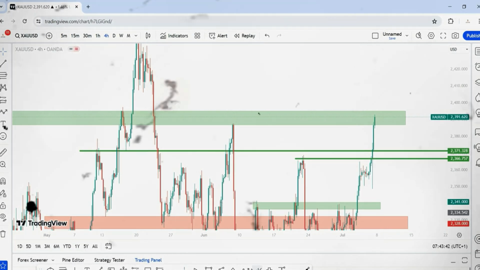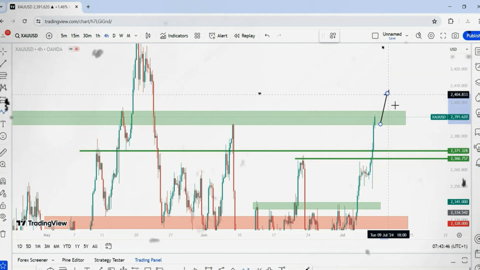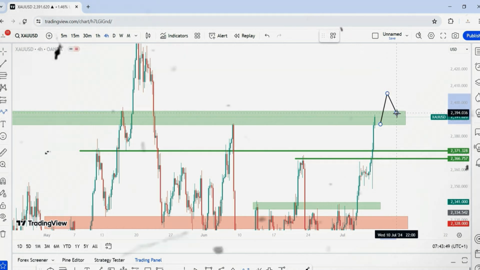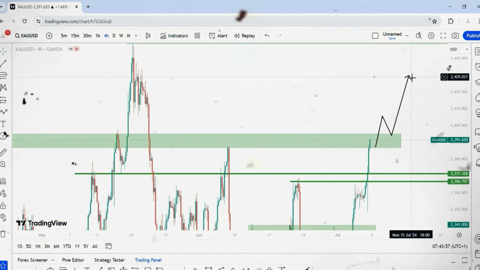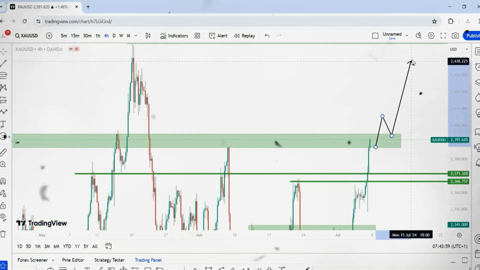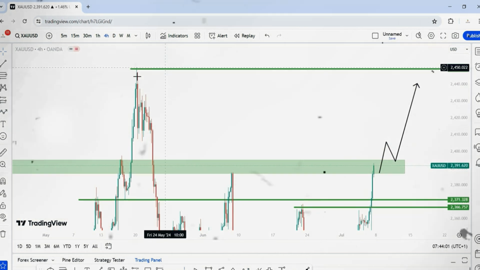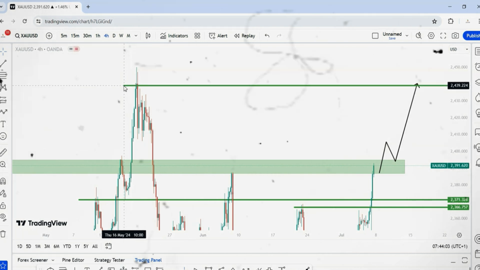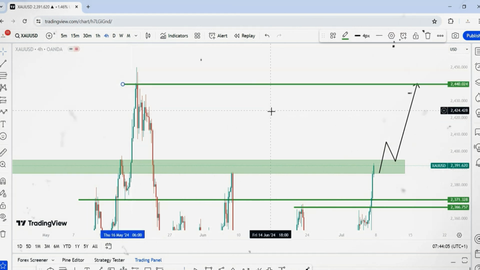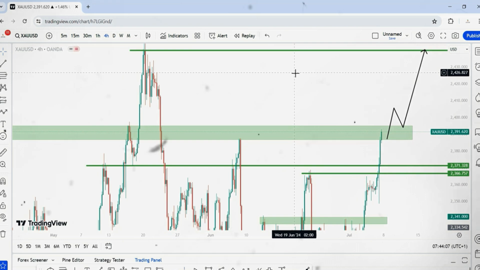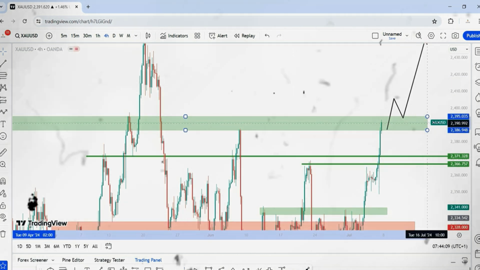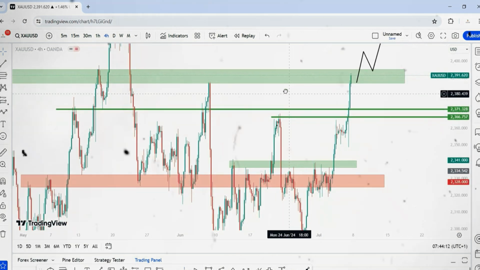Going into next week, my play will be to see price take out this zone and come back for the retest. This zone is around the 2393 area. I'd like to see price push up to the upside with this level being my next target. Let me put a line there for easier identification. So 2440 is my next target should price continue bullish, which is what I would like to see.